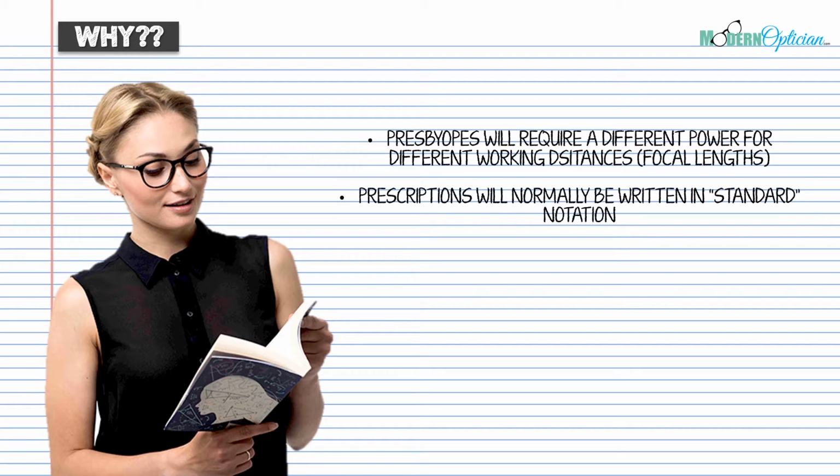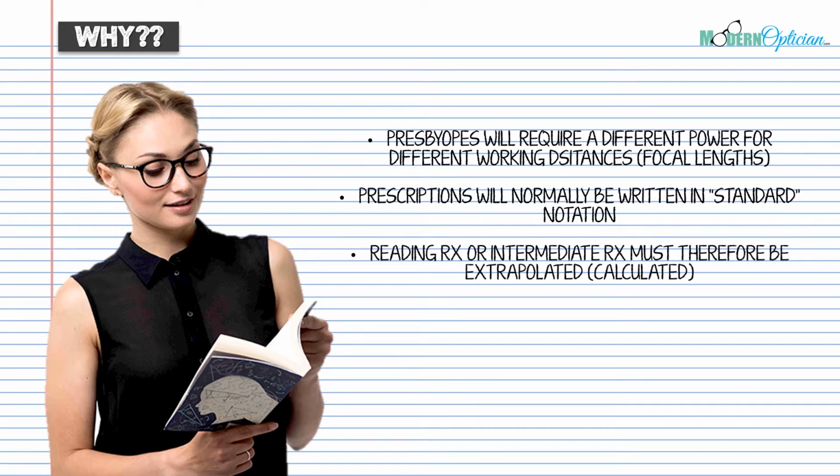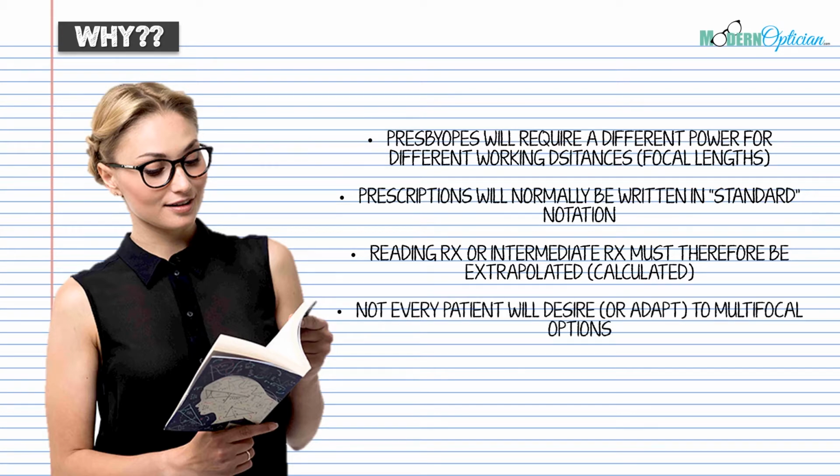Sometimes the optometrist or refractionist will write a specific prescription based on what they measured for a specific distance, but not always, and actually not usually. So you need to be able to calculate these things, and the reading Rx or intermediate Rx must therefore be extrapolated or calculated using equations or simple concepts that we will cover in this lecture.